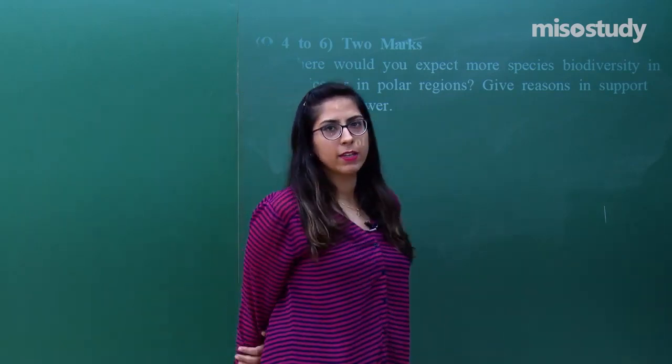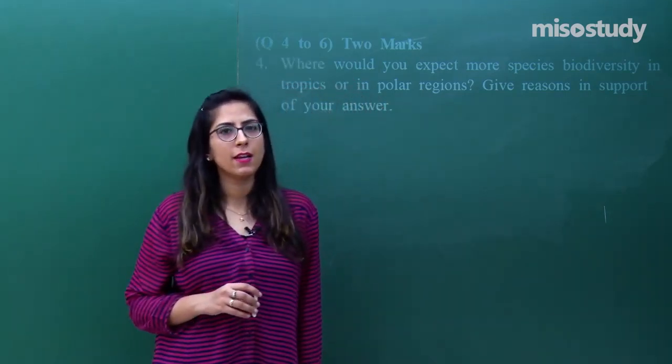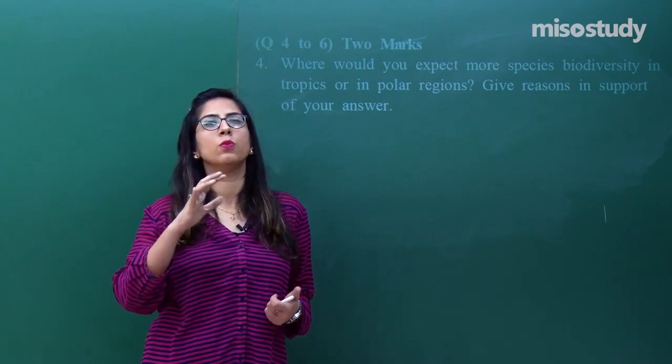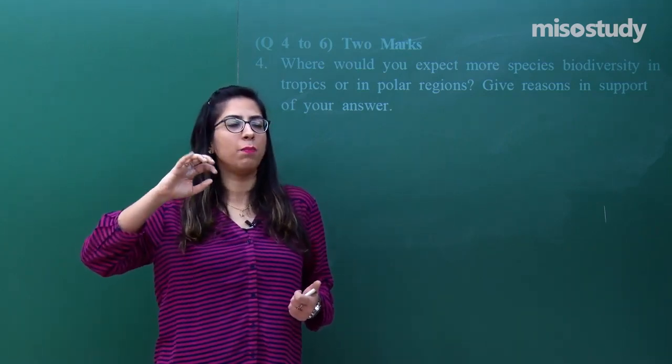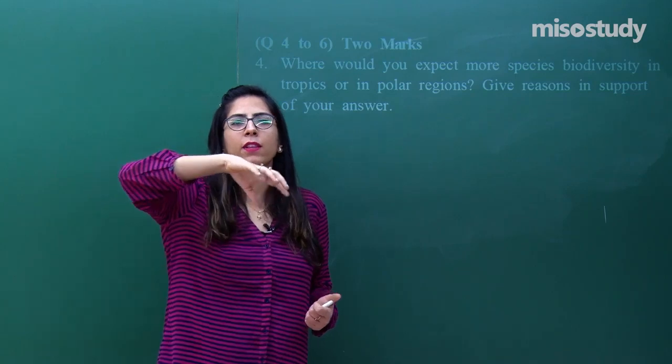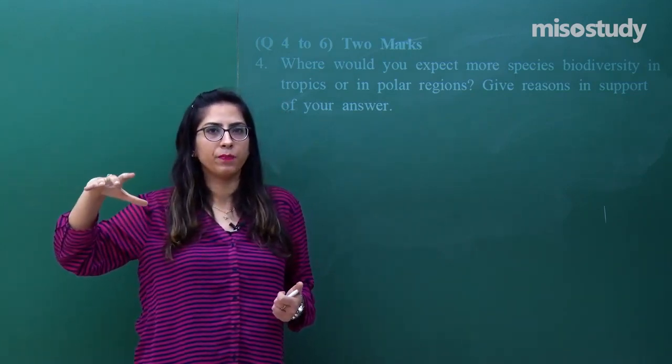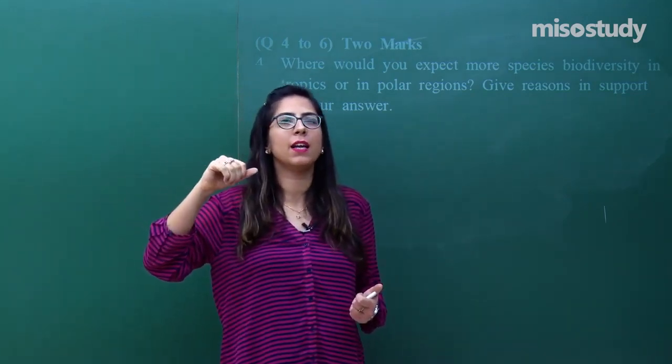The tropic region is that region where biodiversity richness is there. Polar regions are exposed to glaciation. Polar regions are those in which everything is present in permafrost condition. Sunlight is not falling directly.